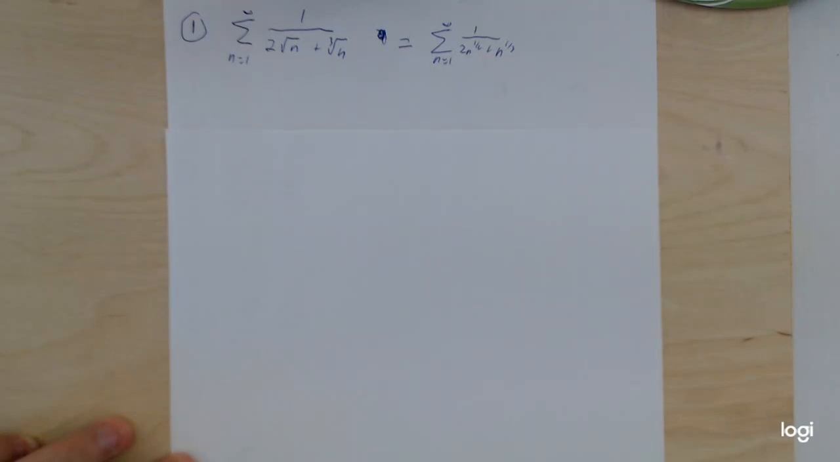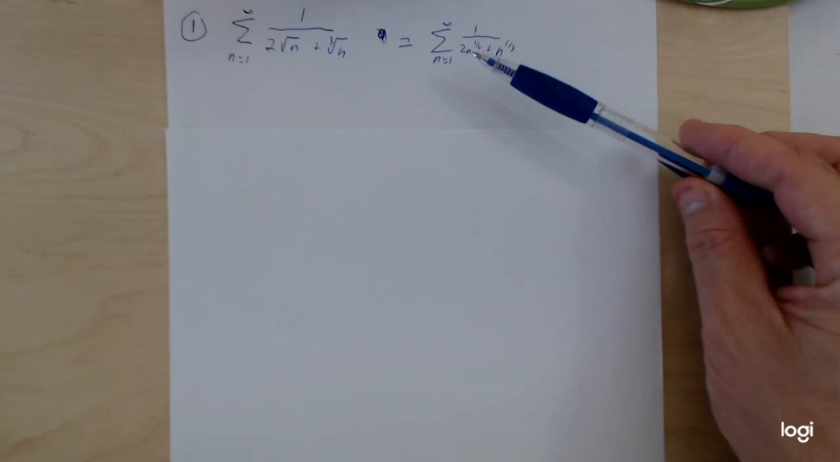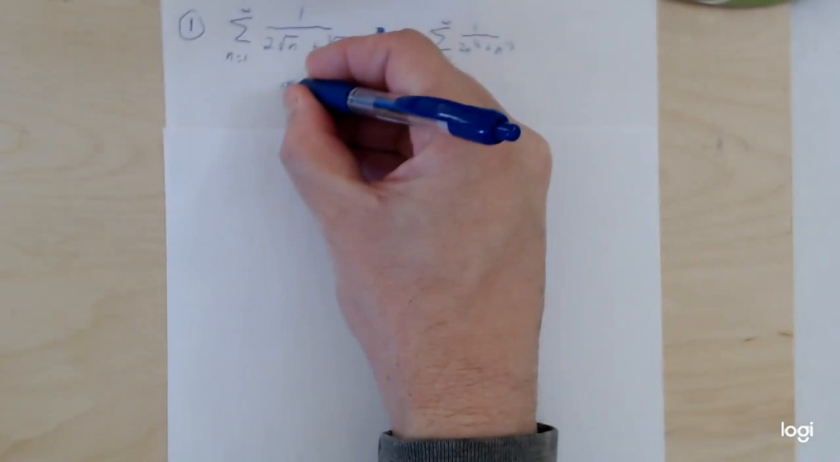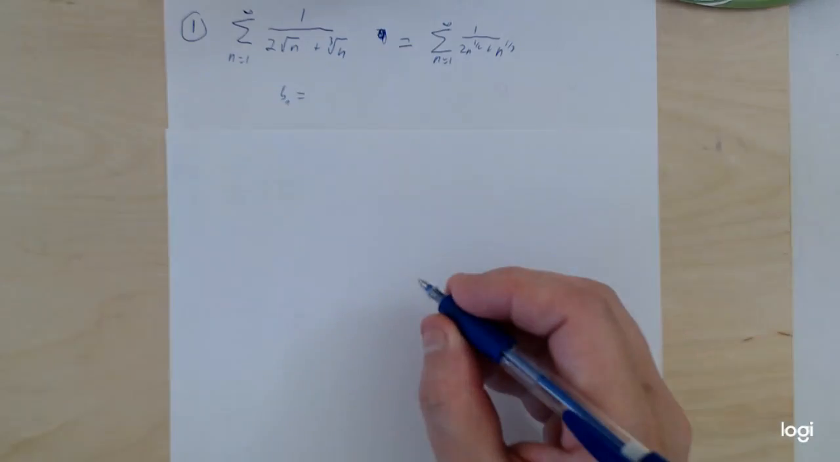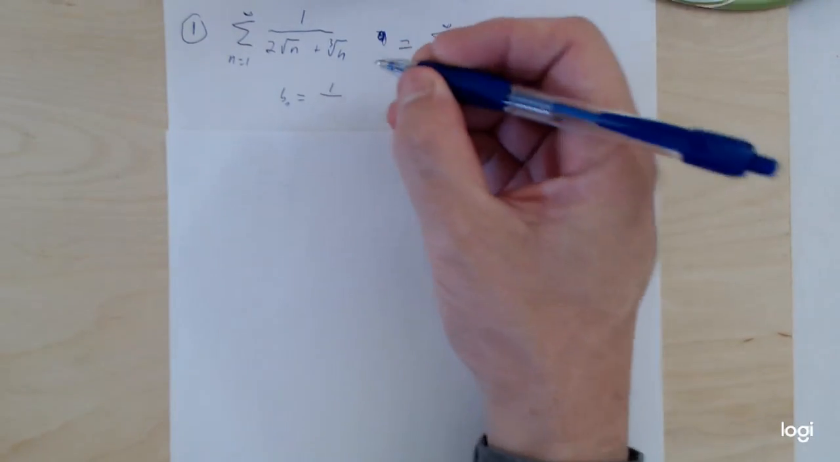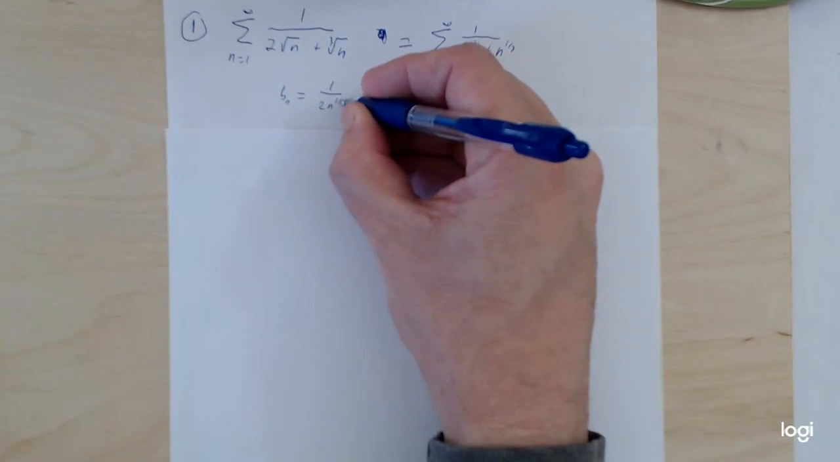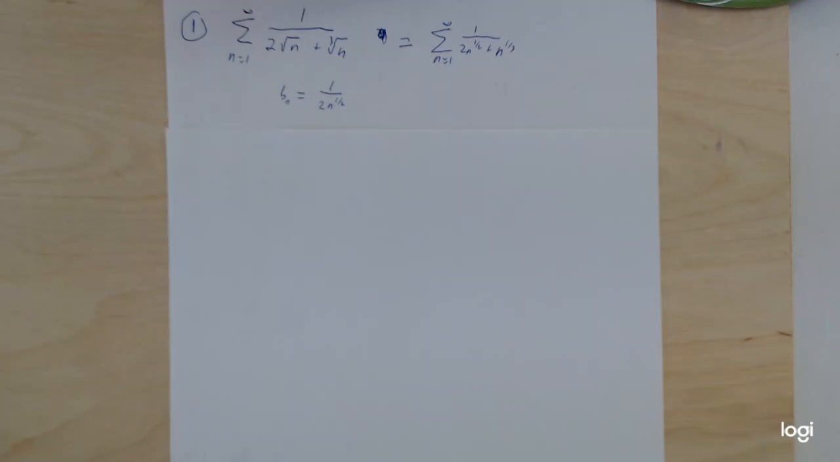And the way I pick my comparison function, I say, okay, what's the biggest thing in the numerator and the biggest thing in the denominator is sort of how I tend to think of it. Obviously the numerator is just a 1, but the square root is always going to be bigger than the cube root. So I'm going to think of my b sub n for my comparison to be 1 over 2n to the 1/2, although the 2 really isn't necessary. We just use 1 over n to the 1/2.